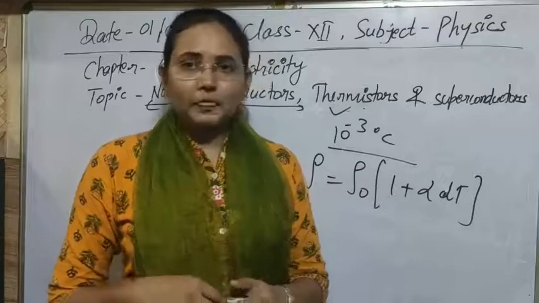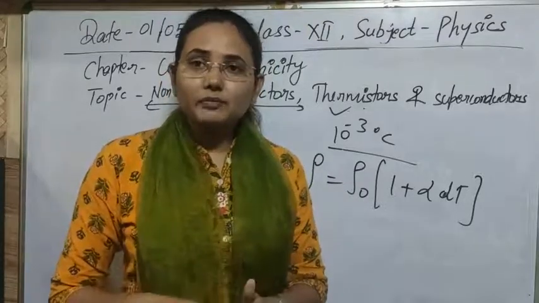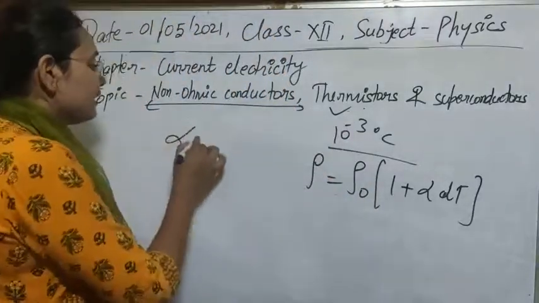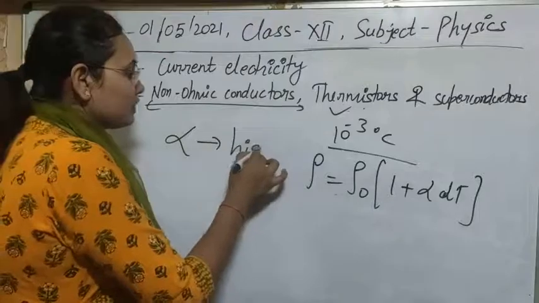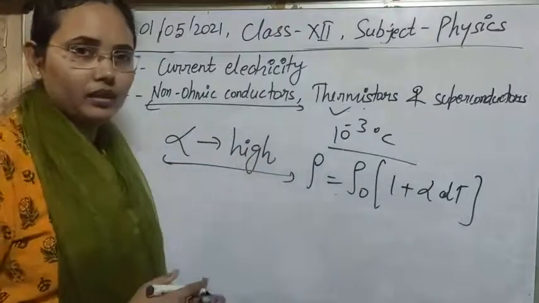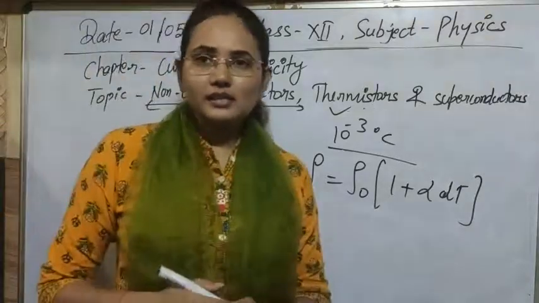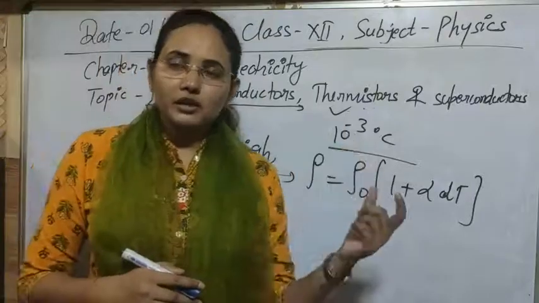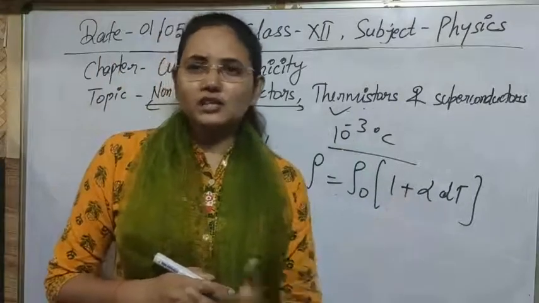And if you talk about the properties of a thermistor, the first thing is that alpha, the temperature coefficient of resistivity, is very high. In the case of ordinary resistors, it is very low, because even for a small change in temperature, there is very small change in resistance.